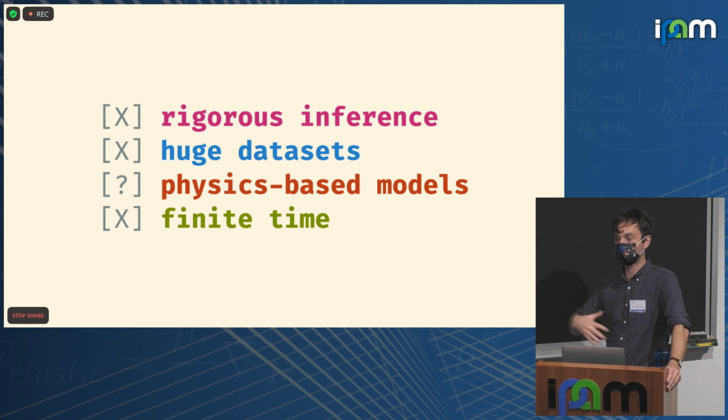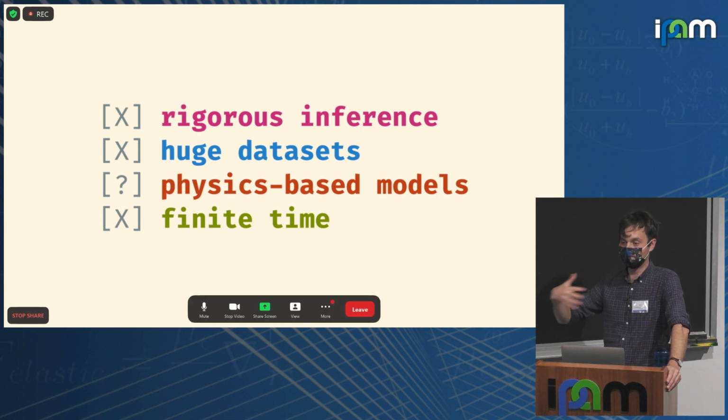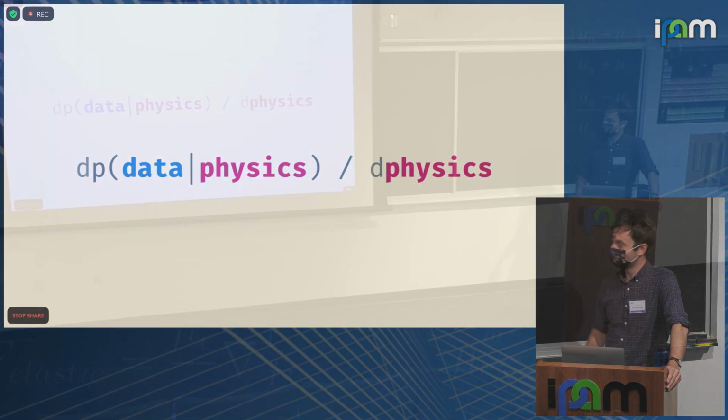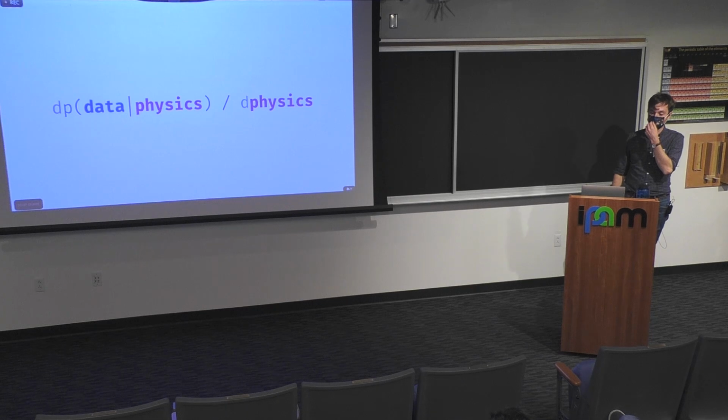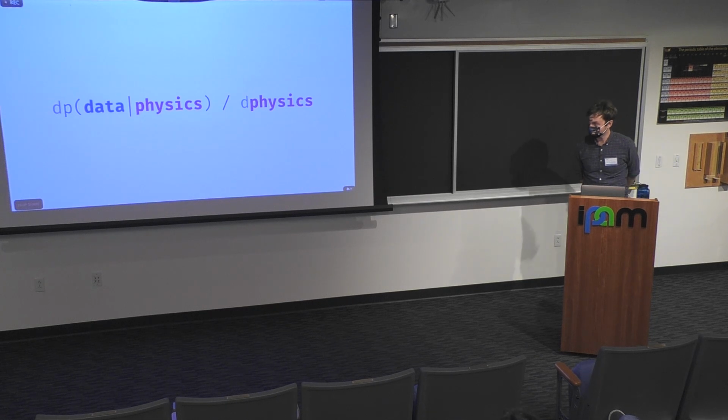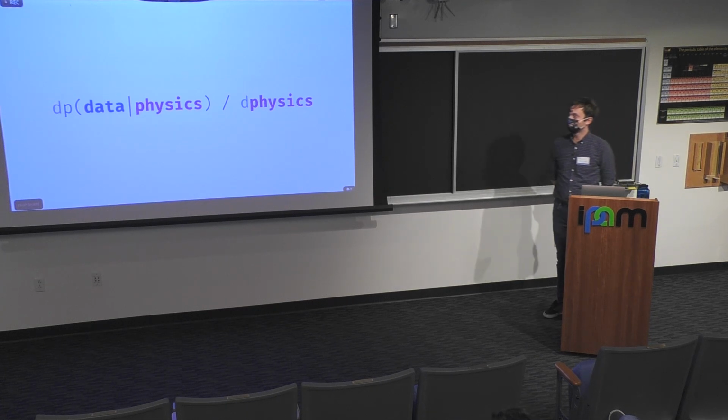But the problem is this physics-based model. So we want to plug in our numerical relativity code into that model. And so we need to be able to take its derivatives. We need to be able to compute this object, which I said might look a little scary. And the reason why it's scary is because there's a lot going on in that bar that we don't necessarily want to have to re-implement.